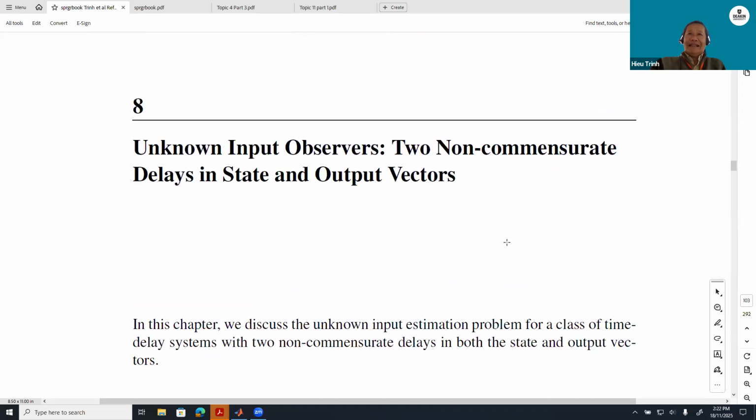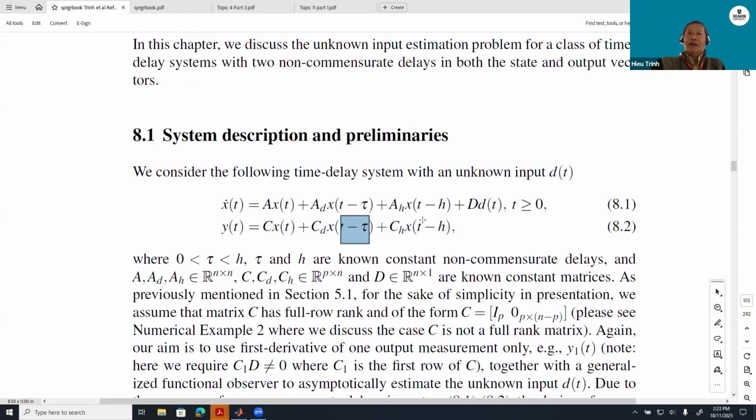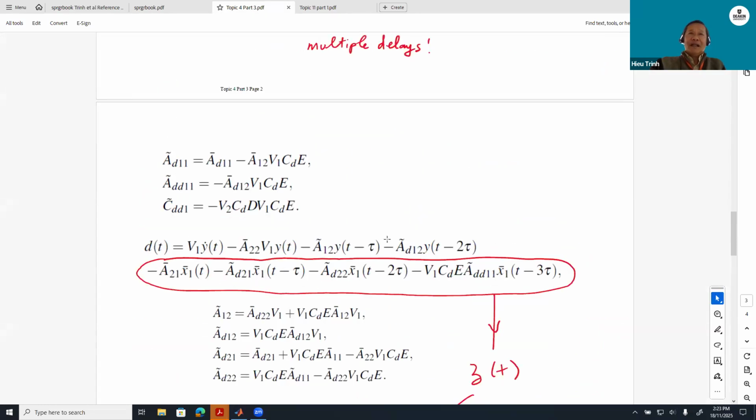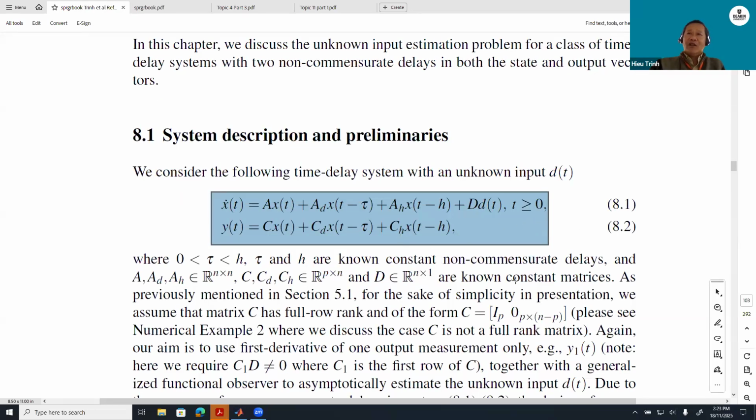And what we mean in here is that the two delays are non-commensurate. That means that tau here is not a multiple of h. For example, if we have tau as 1 second and h as 2 seconds, they are commensurate. Okay, so that's what it means. The reason why, if they are non-commensurate, it's actually more difficult to do, is that remember last time when we did the decomposition, we came up with time delay systems where we got a delay tau here and a delay 2 tau here. This is just a multiple of that. Whereas in here, those two delays are non-commensurate.